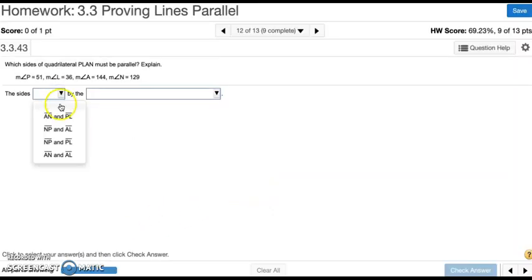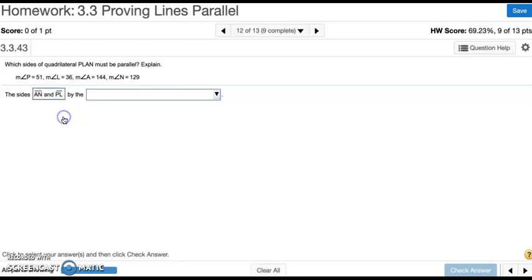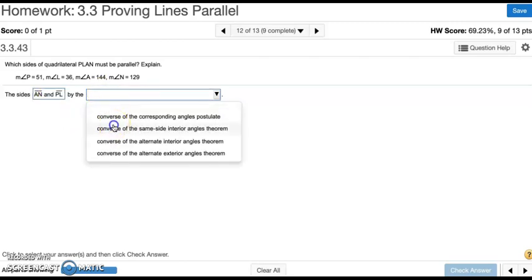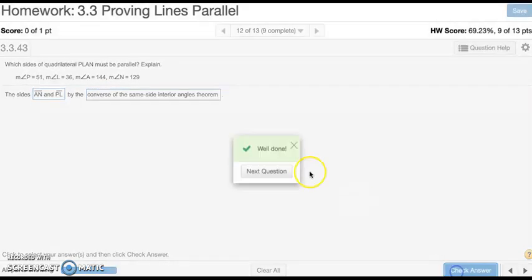So P, L, A, and N, and we said they're same side interior angles. That's number 12.